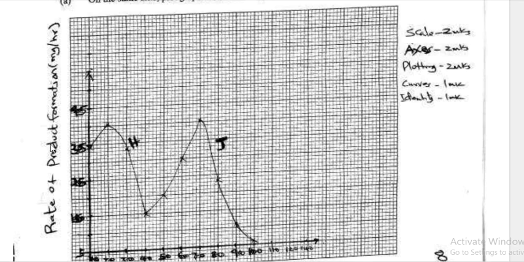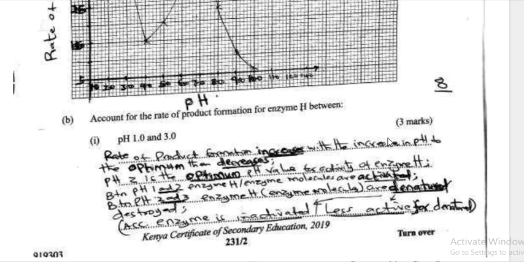Then plotting, use small x's, and the curve should be smooth. And identity, we have the J enzyme, then the H enzyme. They should be identified in order for you to score the 8 marks.